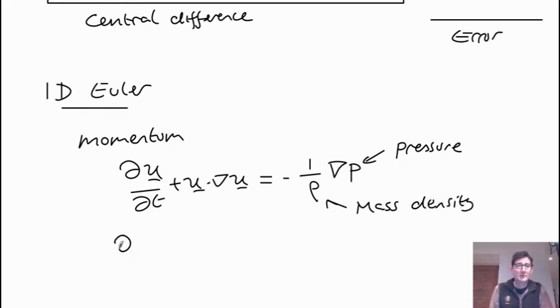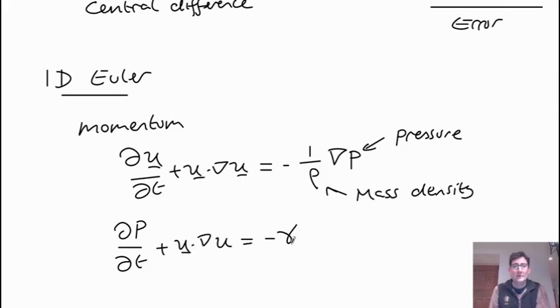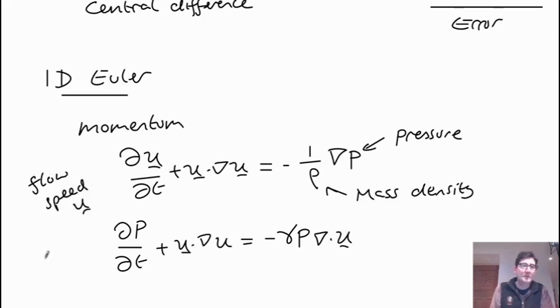And the other equation we're going to solve is for this pressure. So we're going to solve dP by dt. Grad U. And then here we have a minus gamma, where gamma is the ratio of specific heats, P times divergence of U. So U is the flow speed, the flow speed U, and this is the pressure, pressure P.